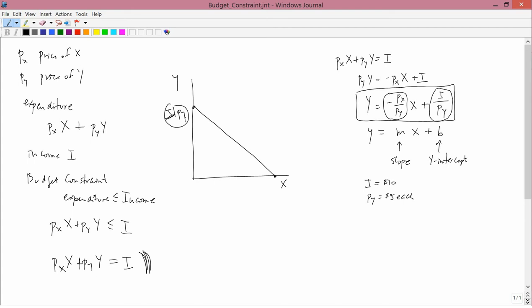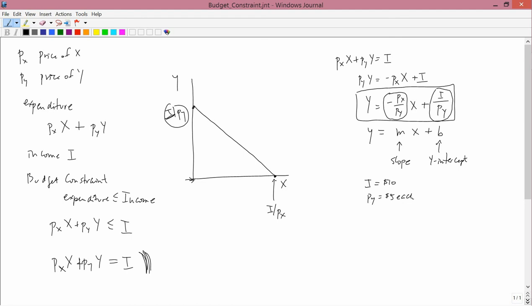Similarly, the x-intercept is, it turns out, I divided by px for the same reason. If you spend all your money on x, then I divided by px is the amount of x that you can buy. And spending all your money on x means y is 0. So y is 0, that puts you on the x-axis. We can calculate the slope here. We know that it's supposed to be minus px over py.